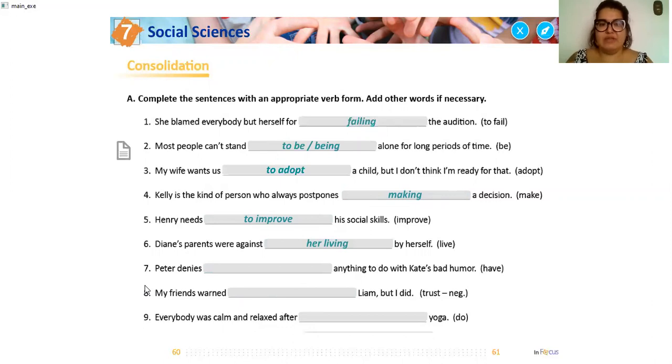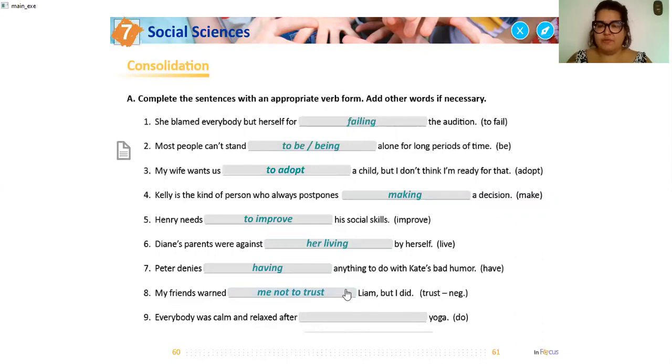Here we have this combination of the adjective, her, with verb with ing, and it is a subjective form of the verb, okay? Peter denies having anything to do with Kate's bad humor. My friends warned me not to trust Liam, but I did.